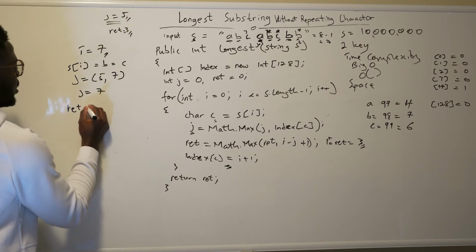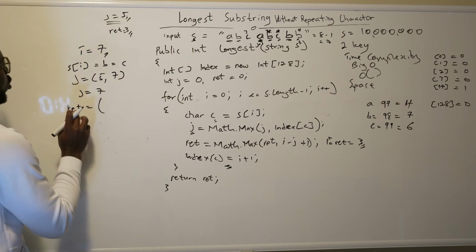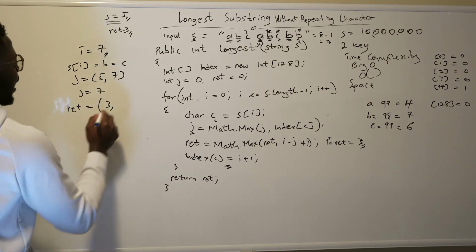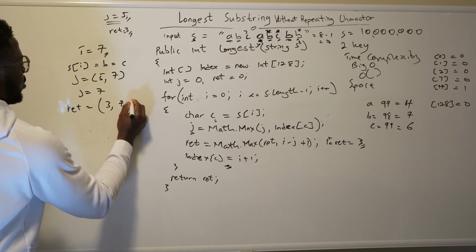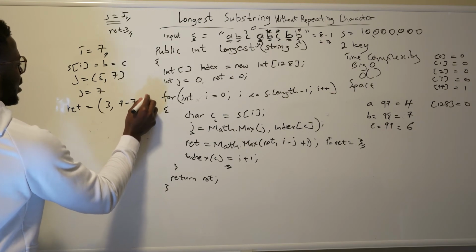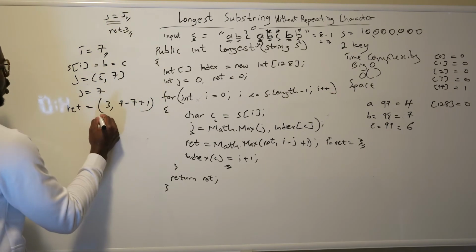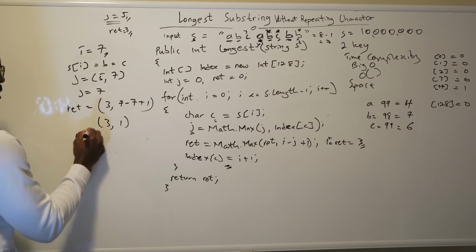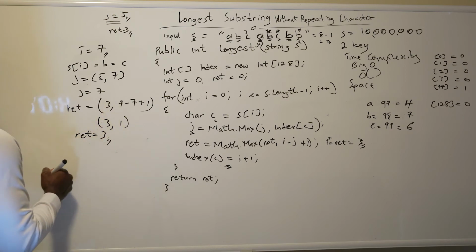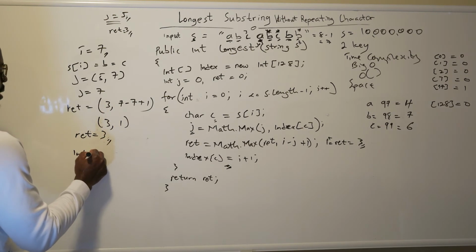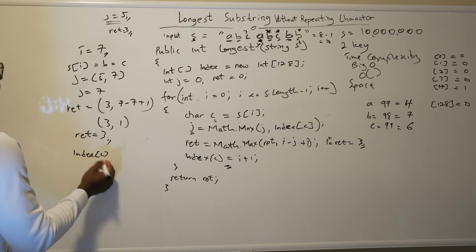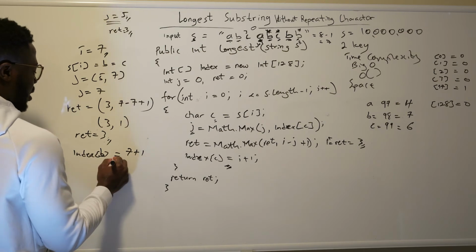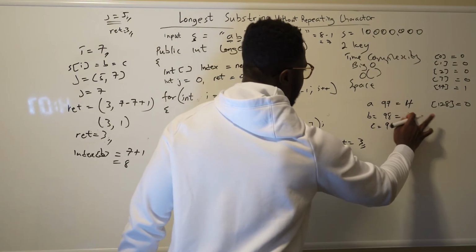Then we find the red, which we know red is at 3. And we know that I is 7 minus J, which is 7 plus 1. And we are going to get 3, the max of 3 and 1. We know red still keeps at 3. Then index at C, which is in this case B, going to be 7 plus 1. Then we get 8. So then we keep track of this too, which is 8.